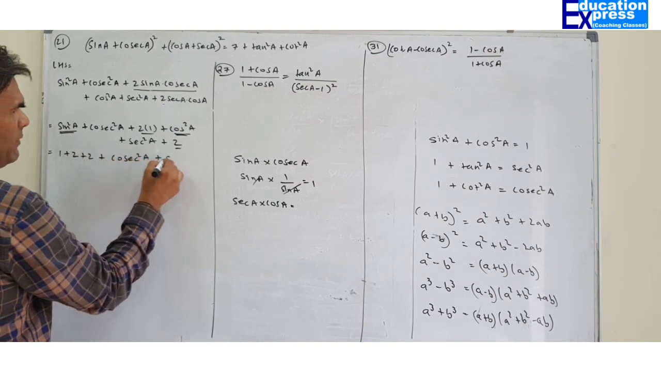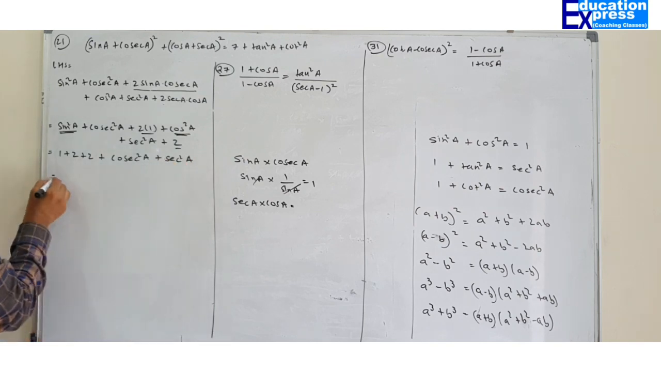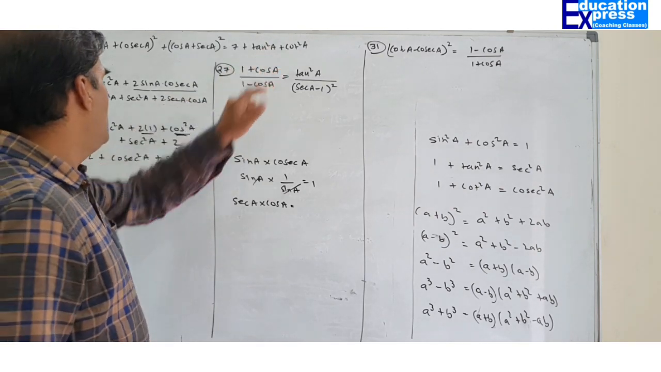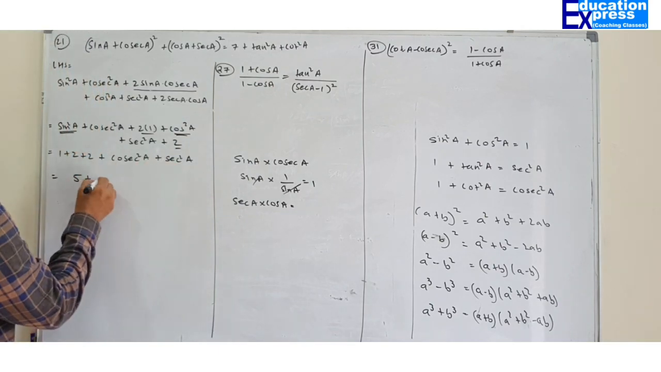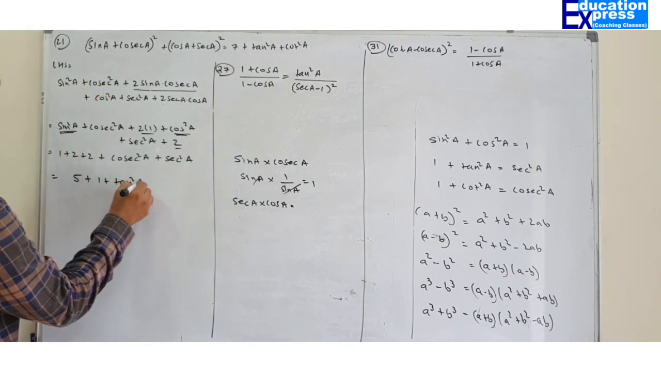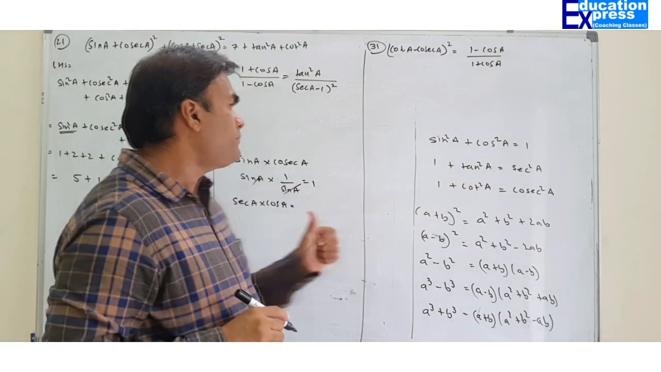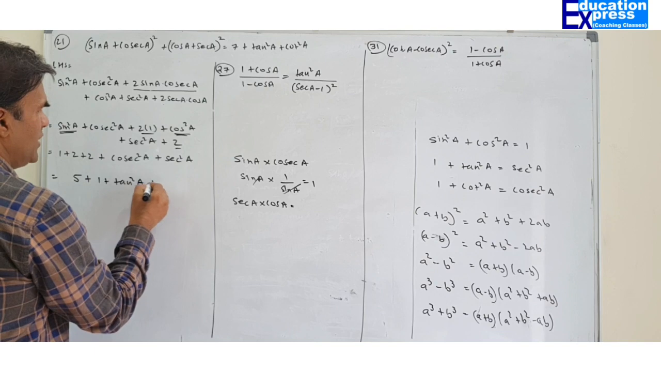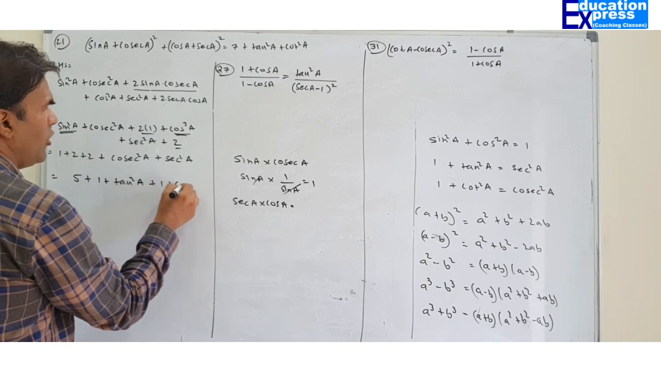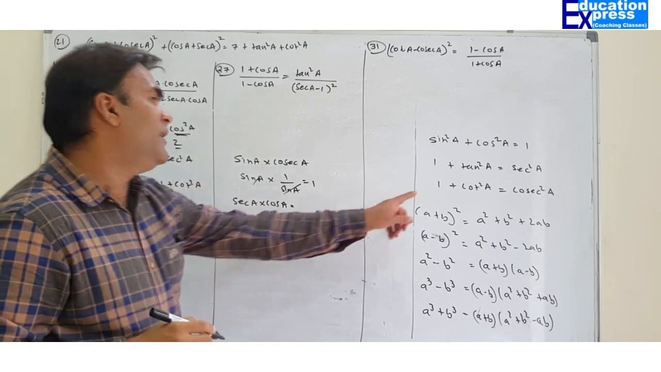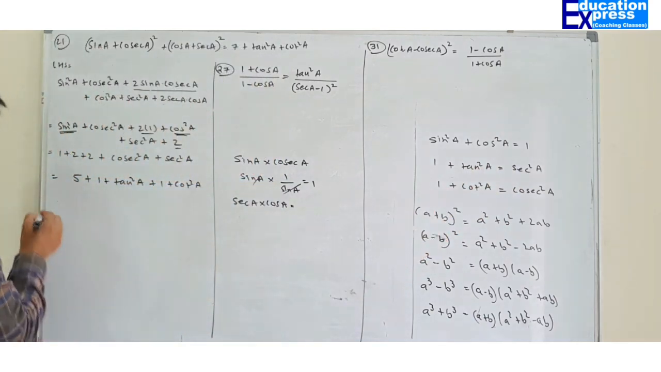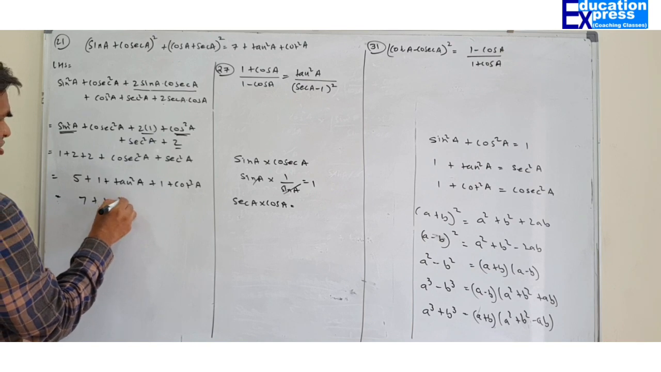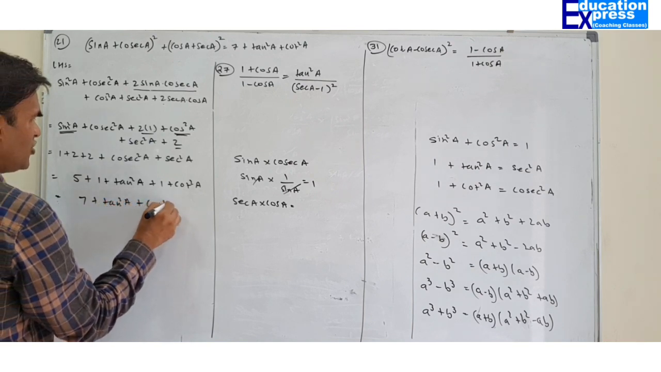cosec square a plus sec square a. So we have 5 plus. Since what we have to prove involves tan, sec square a can be written as 1 plus tan square a. You can check it from here. And cosec square a, we don't need cosec, that means 1 plus cot square a is cosec square a. So 5 plus 1 plus 1, 7 plus tan square a plus cot square a.